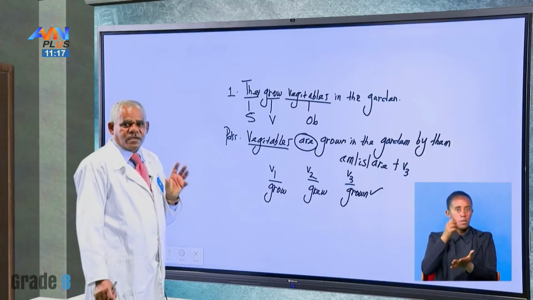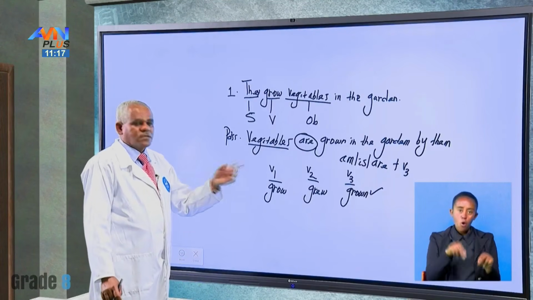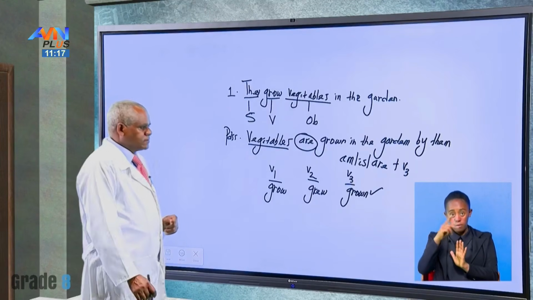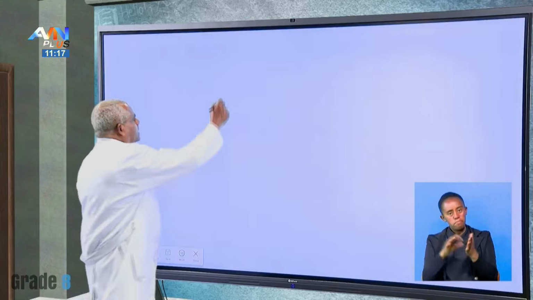V3 form. Be careful, students. Don't use V2. Don't use V1. In the case of what? Passive construction only. Right? Let me give you another example. Example 2.